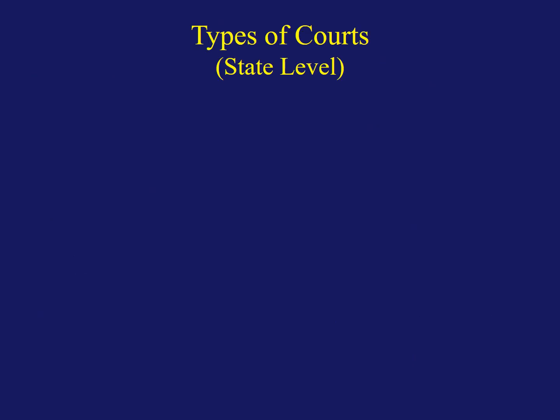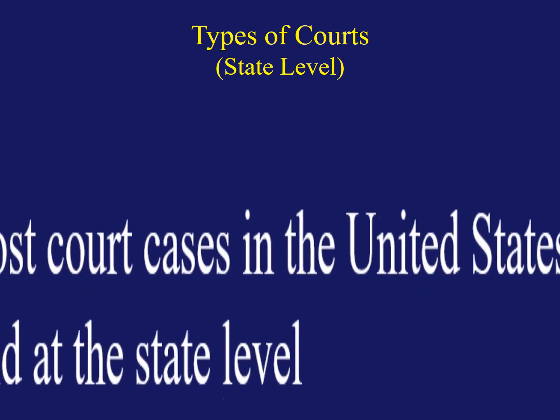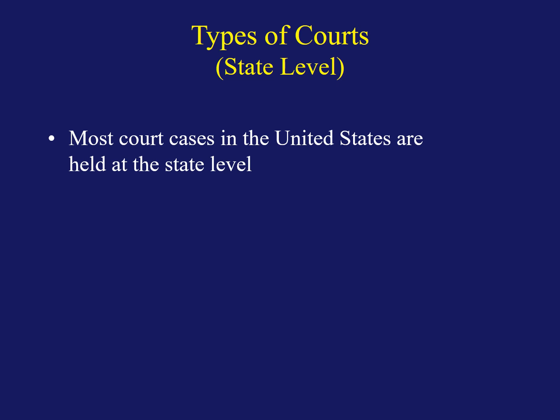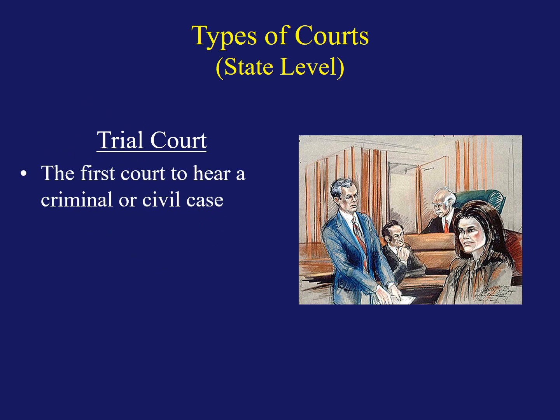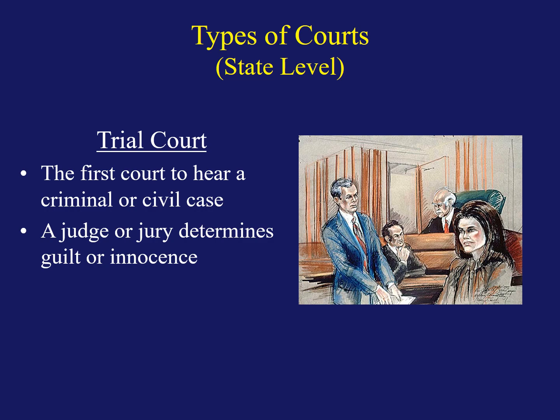Now I'd like to start with a concept. Most courts and most trials in the United States take place at the state level. Not the national level, but the state level. Most courts that you're familiar with are trial courts. These are the ones that are shown most often on TV. This is the first court to hear a case, whether it's a criminal case, where they're trying to determine guilt or innocence, or a civil case where someone sues someone else for money. Either a judge or a jury determines the guilt or the innocence of the person who's on trial.